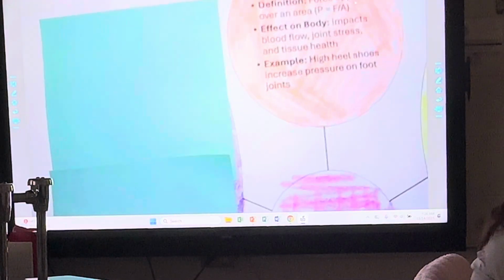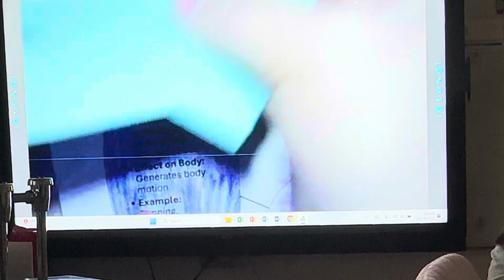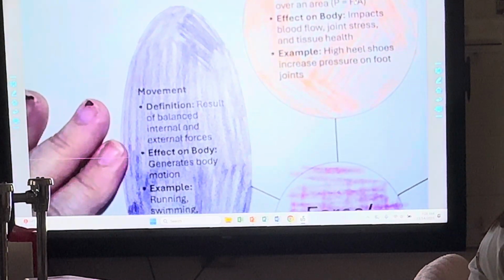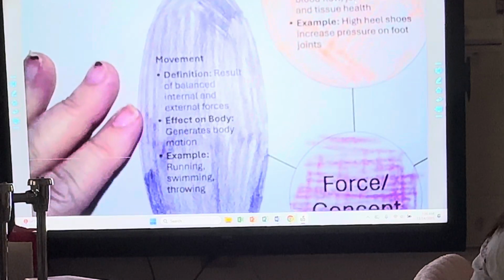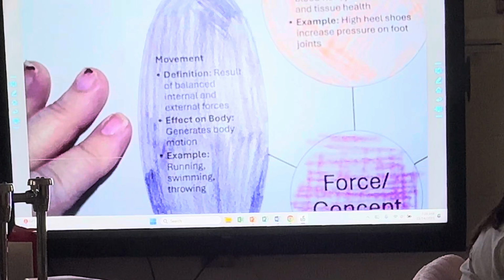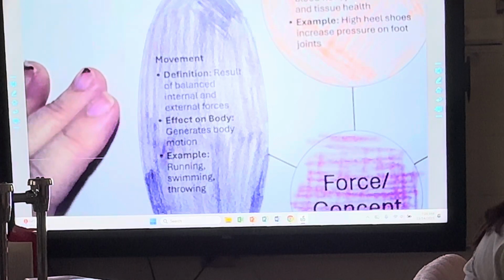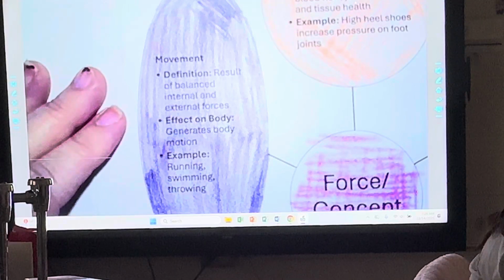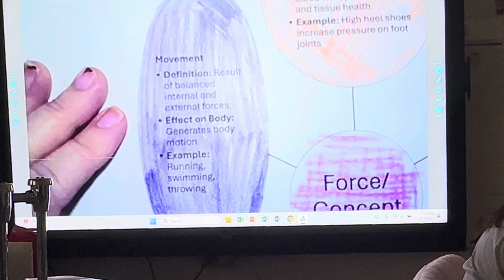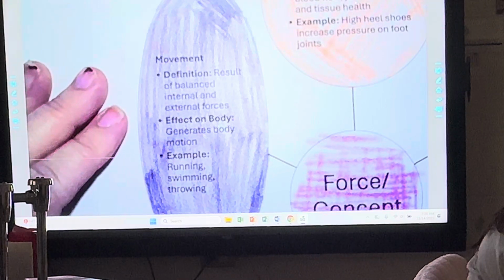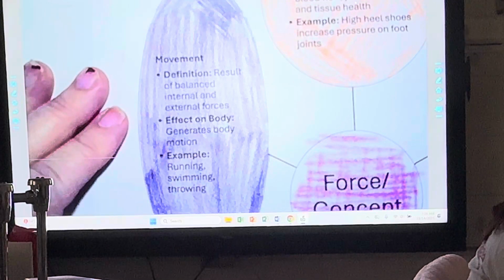And then the last force that we want to focus on is specifically movement, because ultimately the whole point of muscles is movement. So this is the result of balanced internal and external forces. We want the movement of the muscle to balance out with what we're trying to lift. If we're trying to lift a box of feathers versus we're trying to lift a box the same size that is full of 10-pound weights.